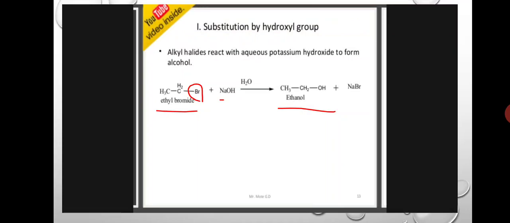So this is called substitution by hydroxyl group. In this reaction the halogen is substituted by the hydroxy group. Alkyl halides react with aqueous base, any base, potassium hydroxide or sodium hydroxide, to form alcohol. Here ethyl bromide reacts with sodium hydroxide in presence of water, aqueous solution. Ethyl bromide is converted to ethanol, CH3CH2OH, plus NaBr. Sodium bromide is eliminated. Bromine is substituted by hydroxy group.